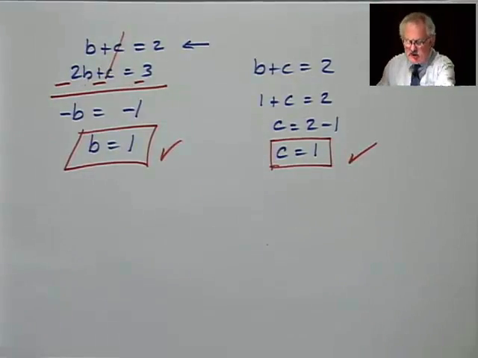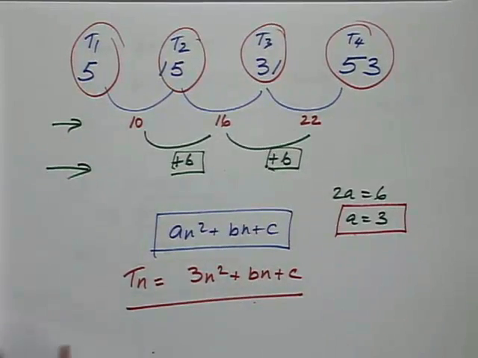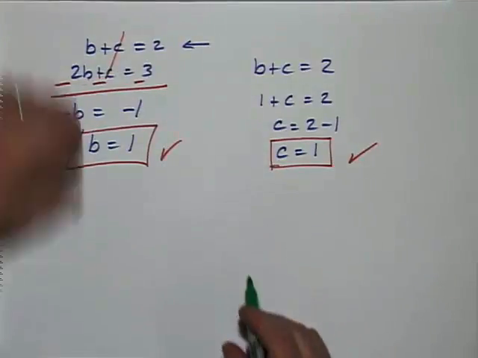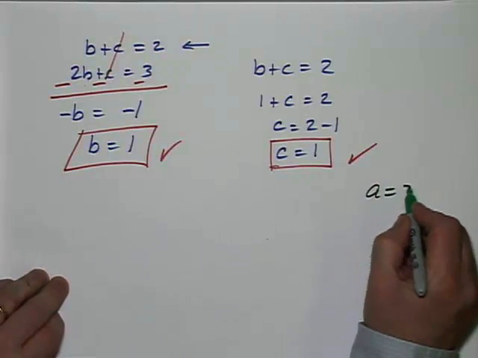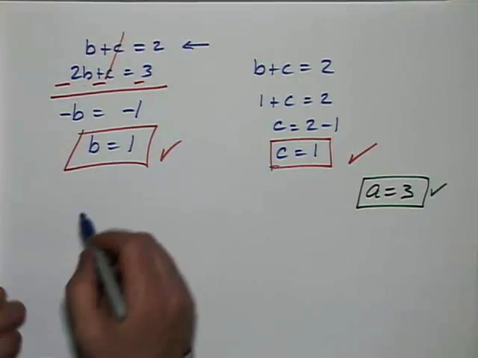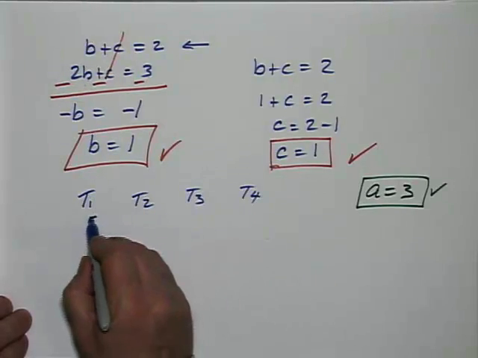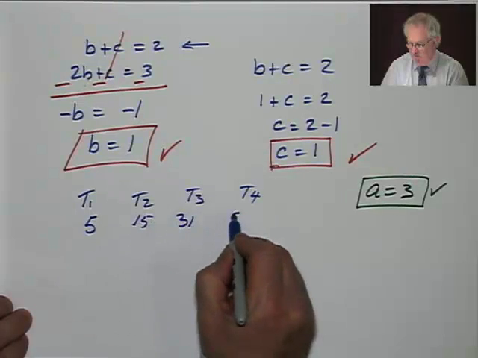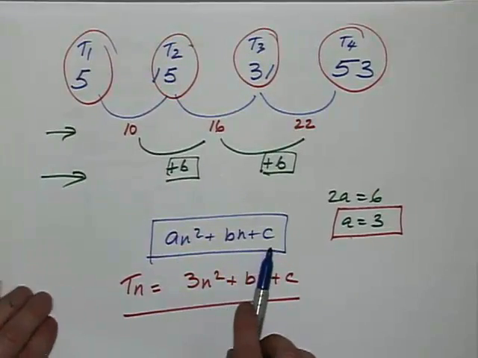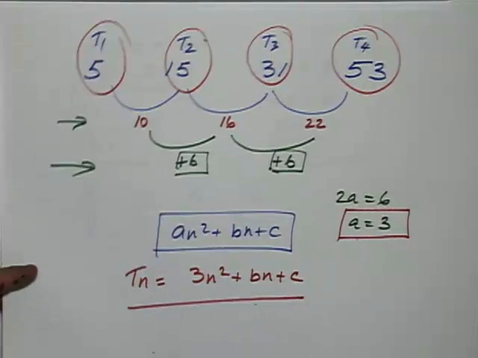And if we go back slightly, we found that a was 3. So now we have a little table that we could put aside. And we could say, okay, a is 3. We've got that too. T1, T2, T3, and T4 were 5, 15, 31, and 53. We were using this equation here, an squared plus bn plus c, and the tn was equal to all of this. But let's plug in the values now.